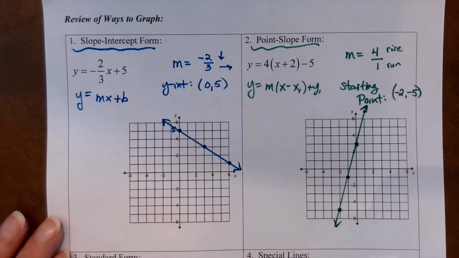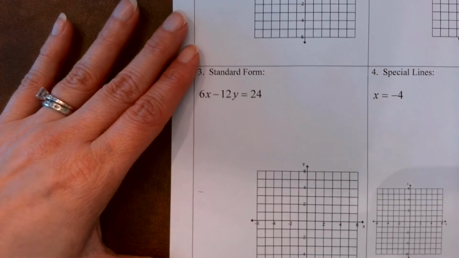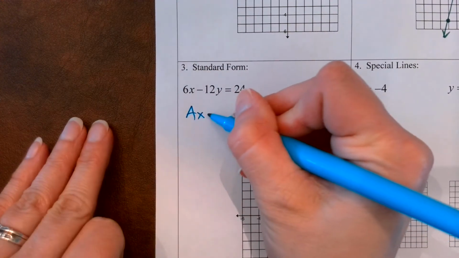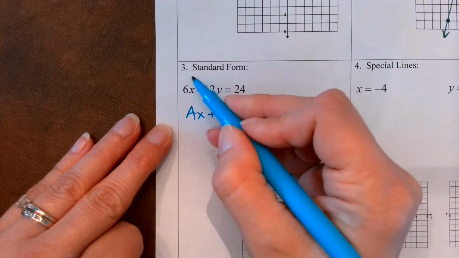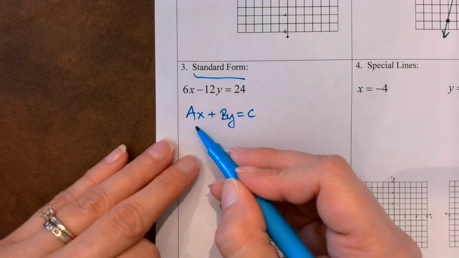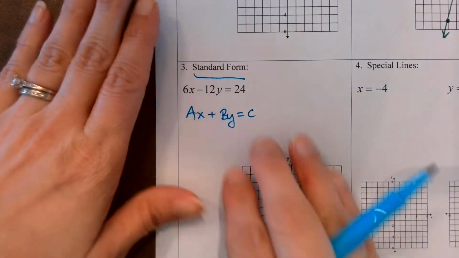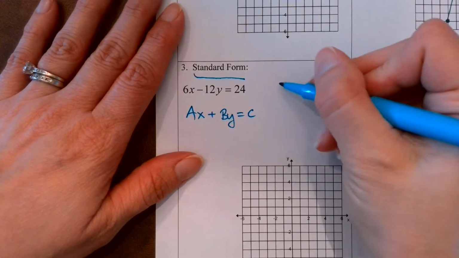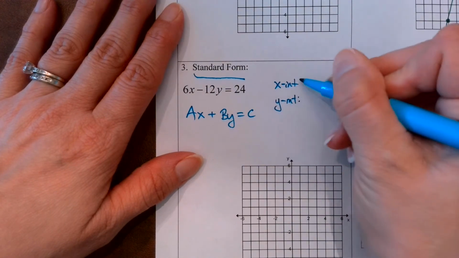Okay. The third form that we learned is called standard form. Standard form is ax plus by equals c. So standard form has the x's, and then the y's, then the equal sign, and then your constant. There's 2 key features that standard form will tell you easily, and they're the x-intercept and the y-intercept.